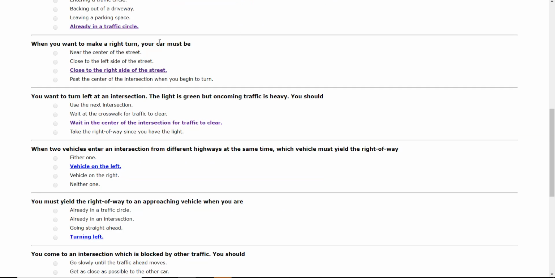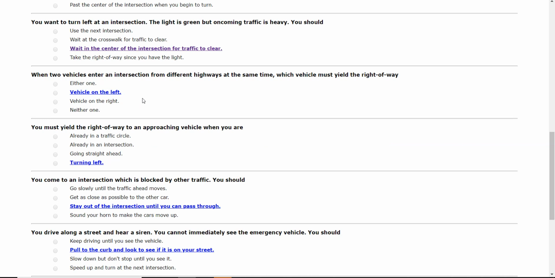So when you want to make a right turn, your car must be close to the right side of the street. When you want to turn left at an intersection, the light is green but oncoming traffic is heavy, wait at the center of the intersection for traffic to clear.